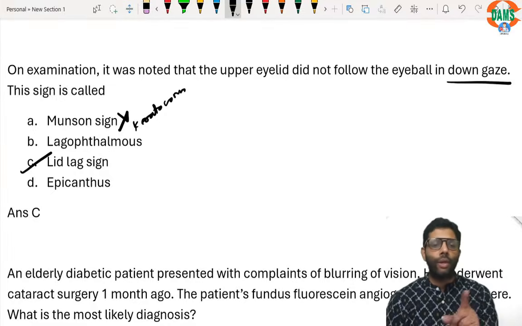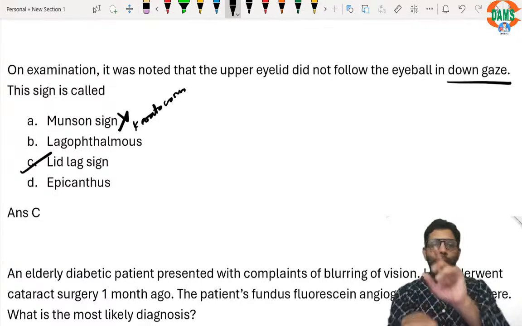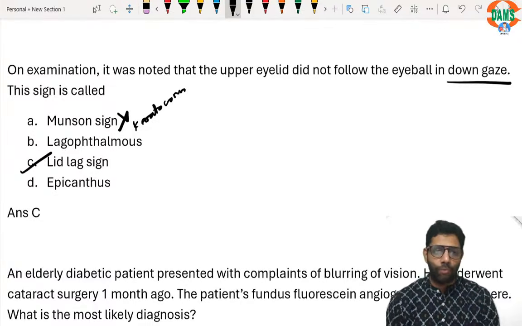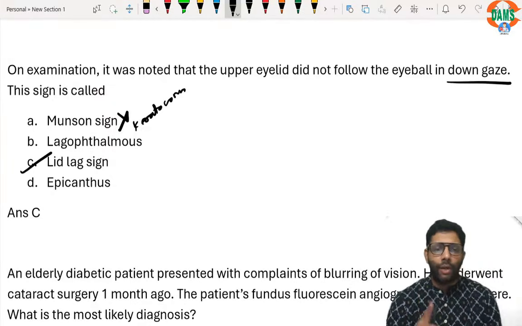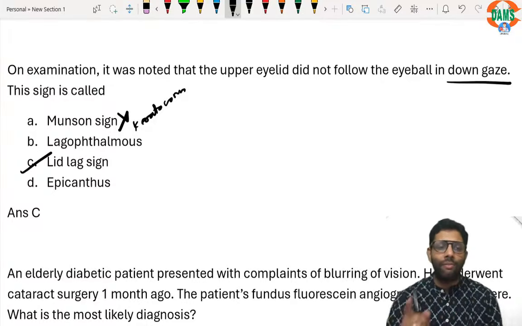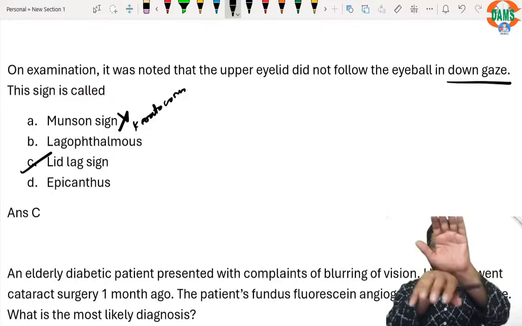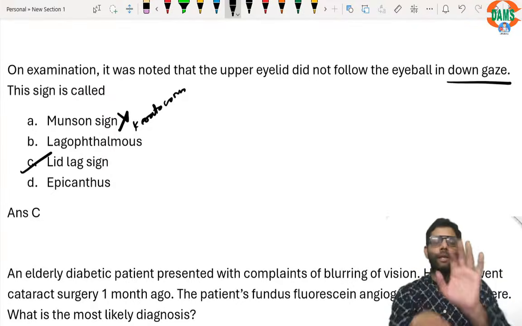Can be seen in thyroid eye disease because of eyelid retraction. It will not follow. Can be seen in congenital simple ptosis. Only two conditions. Repeat again. Congenital simple ptosis and thyroid eye disease. Say it again. Congenital simple ptosis and thyroid eye disease will have lid lag sign. Seen in down gaze. Eyeball comes down, eyelid will not follow, eyelid lags behind.